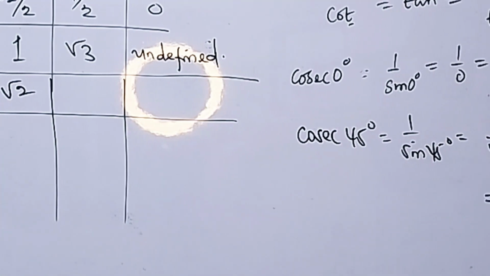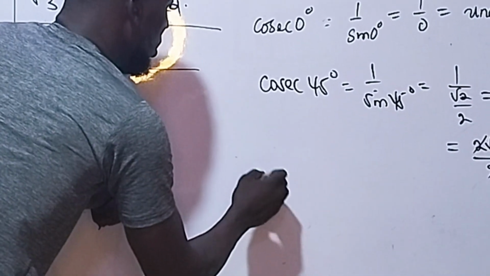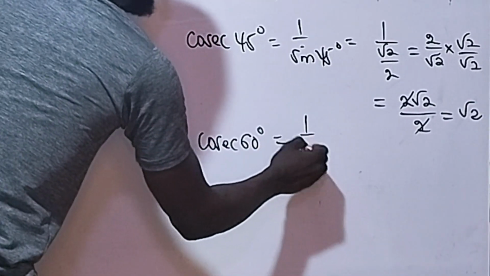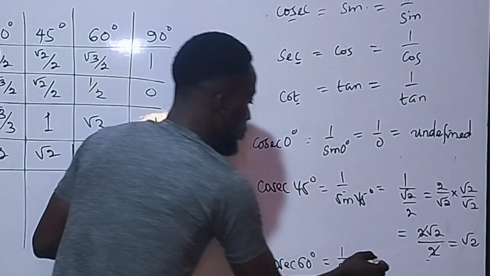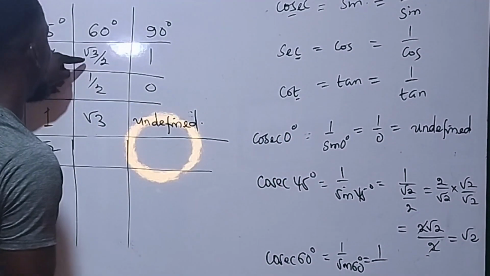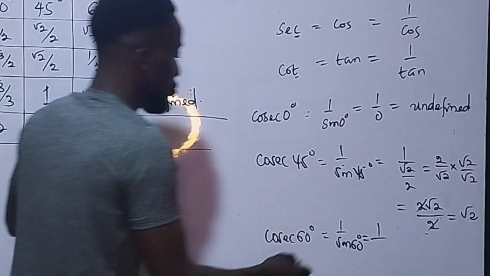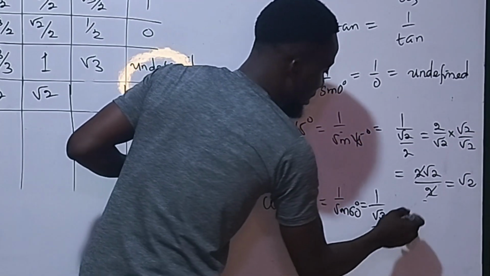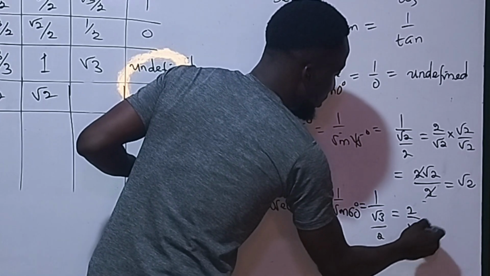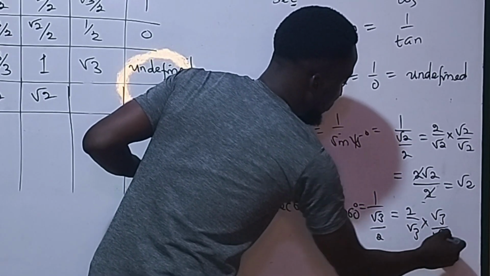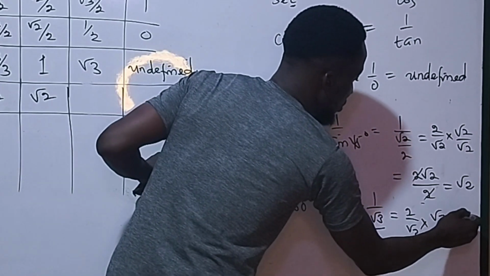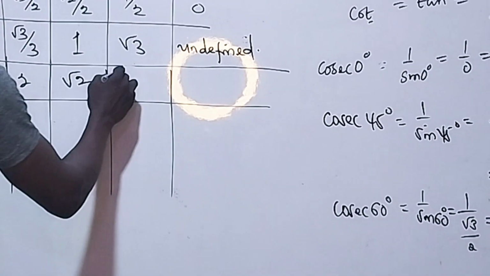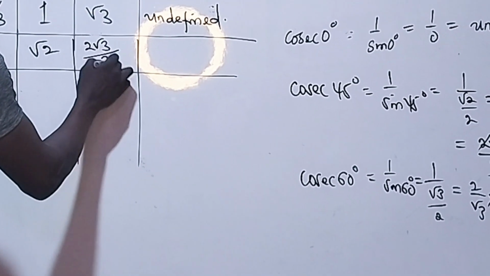So we move to the next one, which is 60 degrees. Cosec 60 degrees will be 1 over sine 60 degrees, and sine 60 degrees is root 3 over 2. We use this to multiply this, and that will be 2 over root 3. So we multiply up and down by root 3. That is rationalization. So 2 times this will be 2 root 3 over 3. And we are done with that. 2 root 3 over 3.